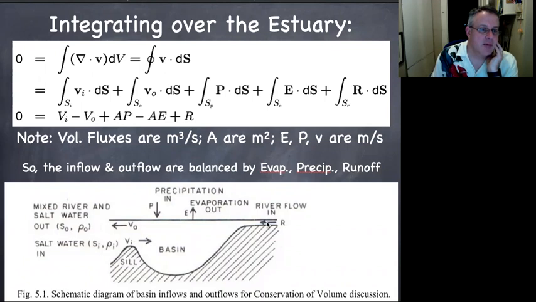The area of the surface times the precipitation, meters per year, or whatever you like to think of precipitation in. Same thing with evaporation. And then the river runoff here is just taken to be a volume flow in this direction. So the velocity of the rivers times the cross-sectional area. So the inflow and outflow over here are balanced by evaporation, precipitation, and runoff. This is called the freshwater budget of an estuary.